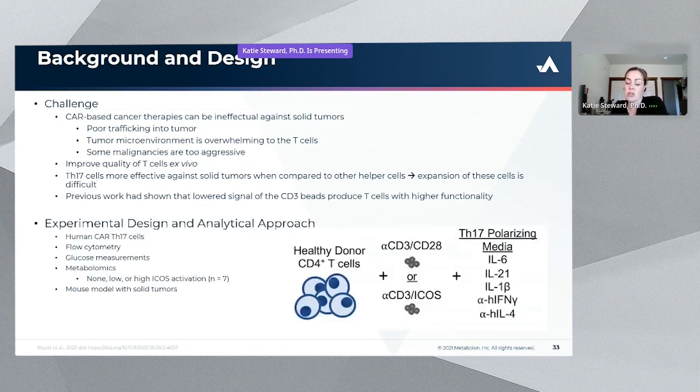So to get at these questions and at this optimization of the T cells, this group worked in human CAR Th17 cells. They were activated to different levels with either the CD28 or the ICOS stimulator bead coatings, so they were able to look at those different levels of activation with the CD3 and either that CD28 or ICOS stimulation. And then they assessed those cells using a combination of flow cytometry, glucose measurements, and then metabolomics, of course, to look at those different cell activation types. And then they also utilized a mouse model with tumors to get at their hypotheses and their questions.